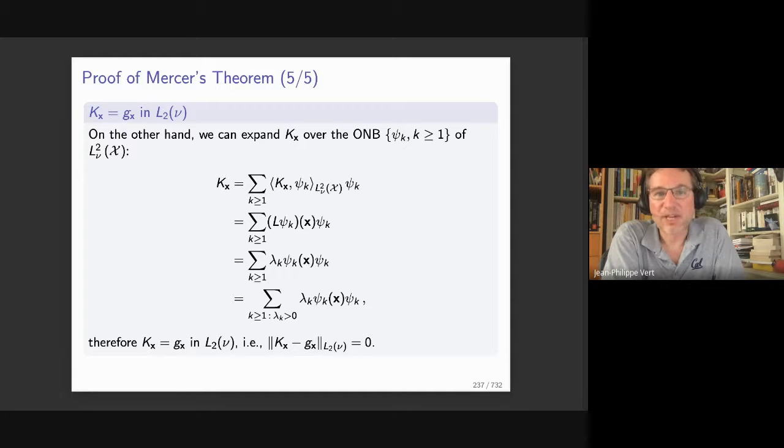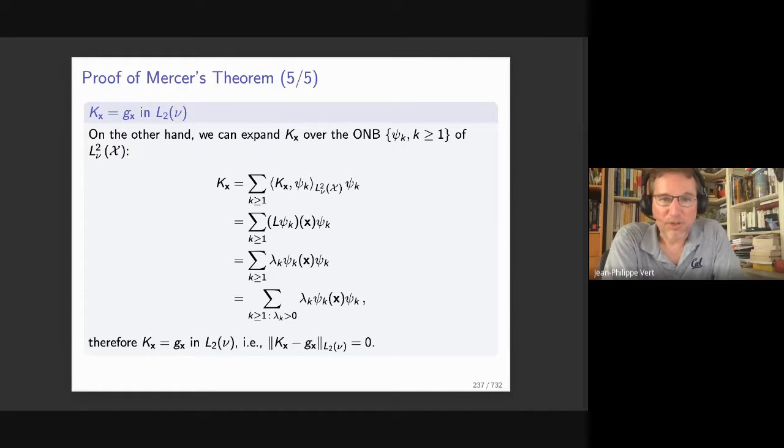So to compare k_x and g_x, we start from k_x. We know that k_x is in L2. So remember that the psi_k form an orthonormal basis of L2. So we can expand k_x over this orthonormal basis and write that k_x is the sum of the inner product of k_x with psi_k, times psi_k. This is all seen as functions in L2. Now the inner product of k_x with psi_k in L2 is exactly equal to L psi_k(x). If you write the inner product in L2, you recover the definition of the operator L, and because psi_k is an eigenfunction of L, this is equal to lambda_k times psi_k(x), and all this multiplied by psi_k.